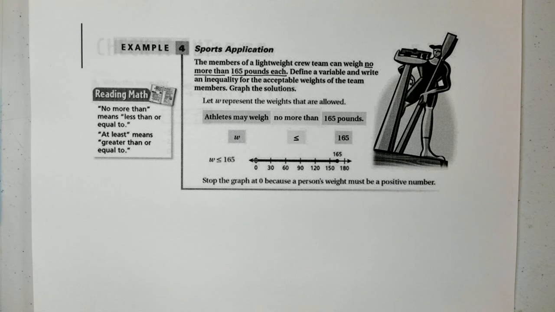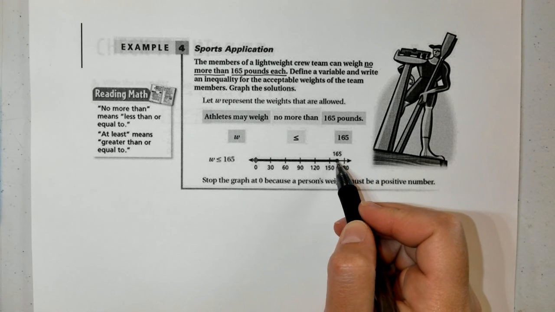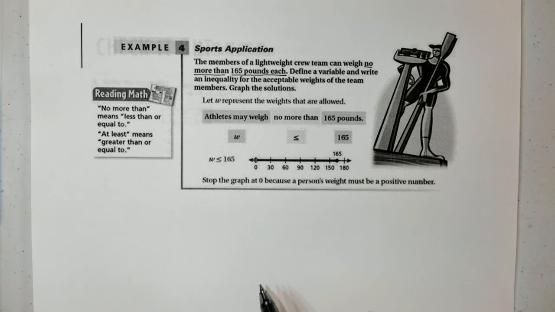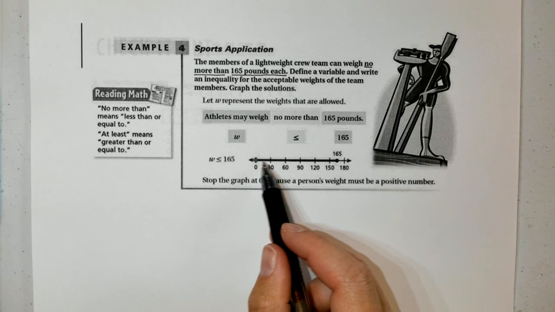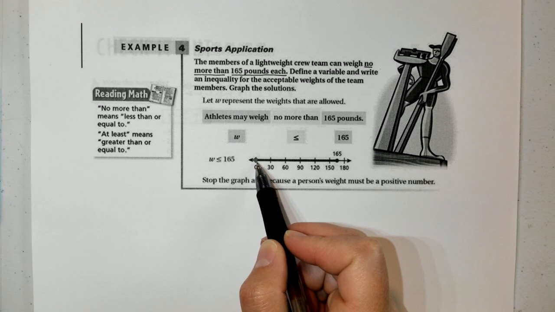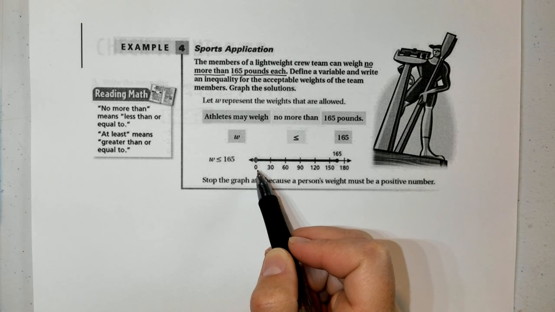Okay, so 165 is our important number, so we would plot that. Equal to, so closed dot. And then we shade to the left. Now here the graph stops at 0 because no one can weigh less than 0 pounds.